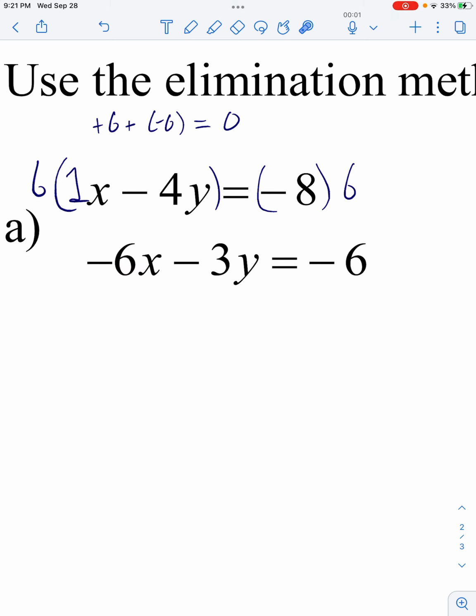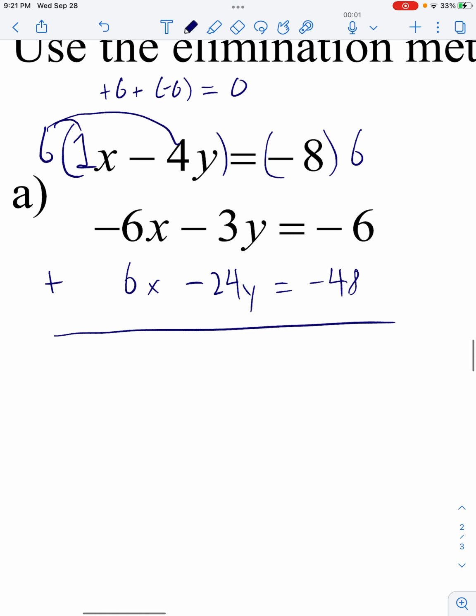Here's what's going to happen. This becomes 6 times 1x, which is 6x. This becomes 6 times negative 4y, which is negative 24y. And then this right here becomes negative 48, so that equals negative 48. Okay. Now I have my positive 6x and my negative 6x. What I'm going to do is add these two equations together. I'm just going to add them together, okay?